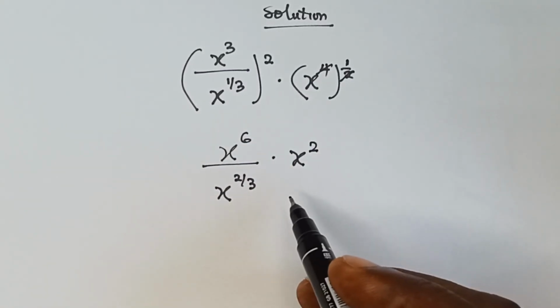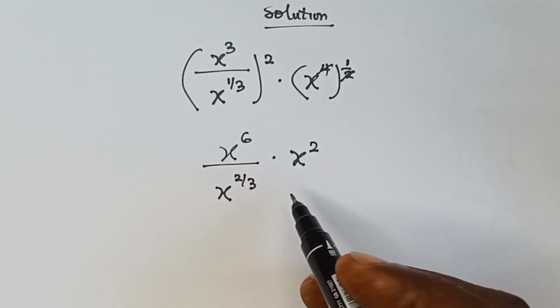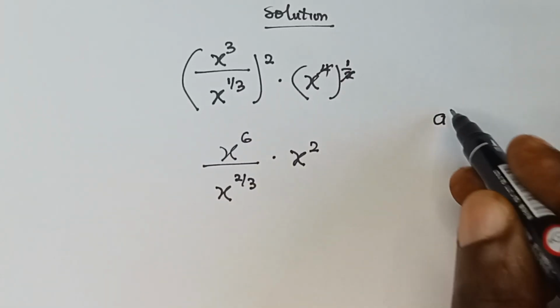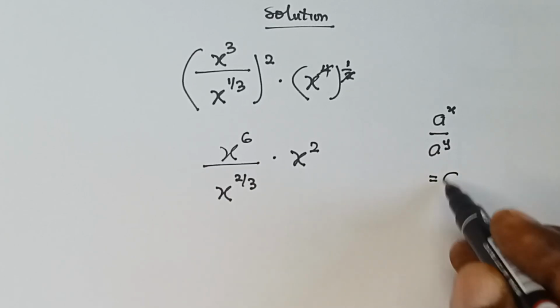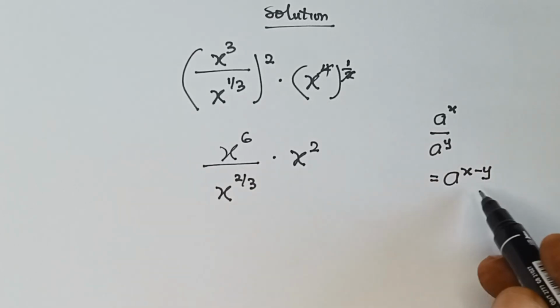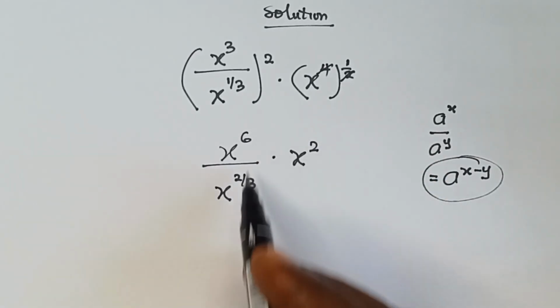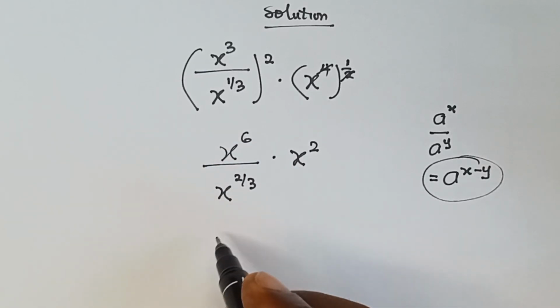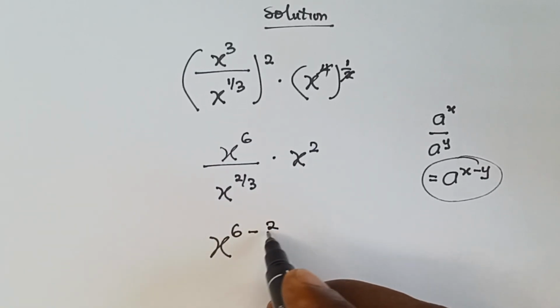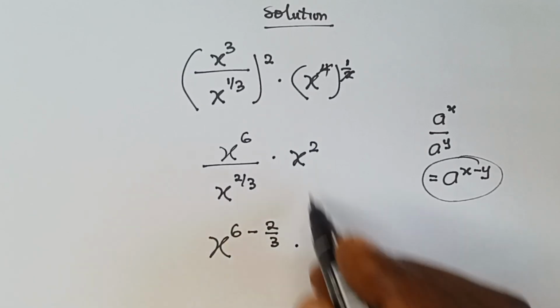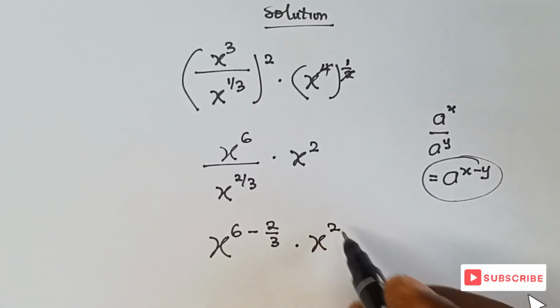squared. And now one of the laws of exponents says that if you have a raised to power x over a raised to power y, it will give you a raised to power x minus y. All right, and that is what we are applying here. So this becomes x raised to power 6 minus 2 over 3, multiplied by x raised to power 2.